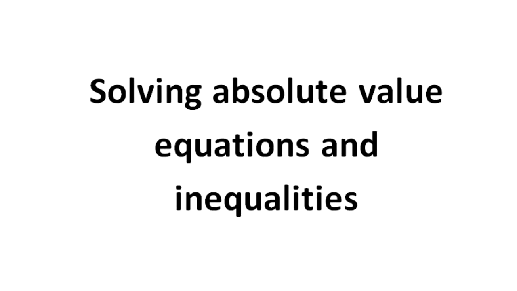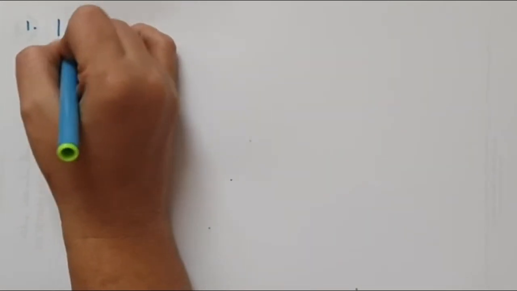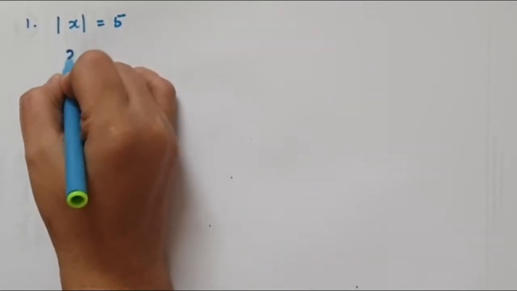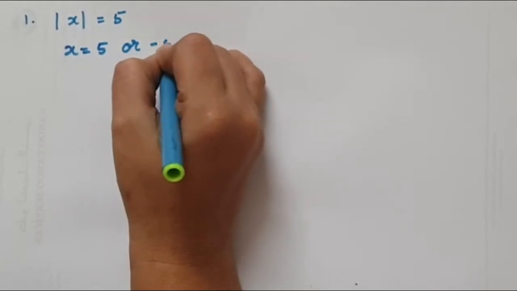Solving absolute value equations and inequalities. First, let us see how to solve the equations and then we'll go on for the inequalities. The first question is solve mod x equal to 5. That means x will be equal to 5 or negative 5.